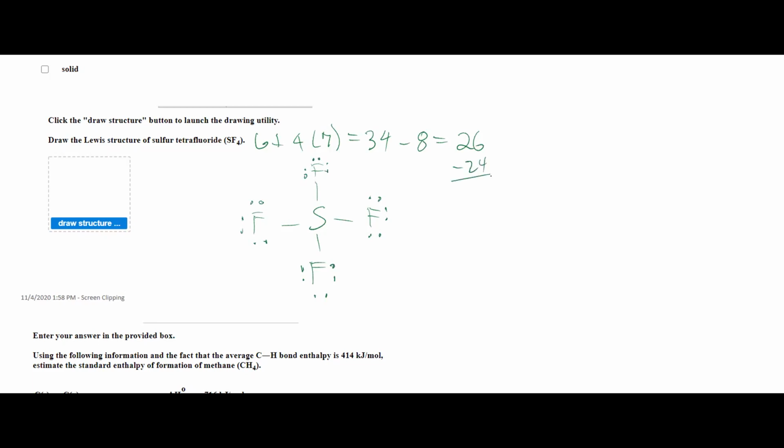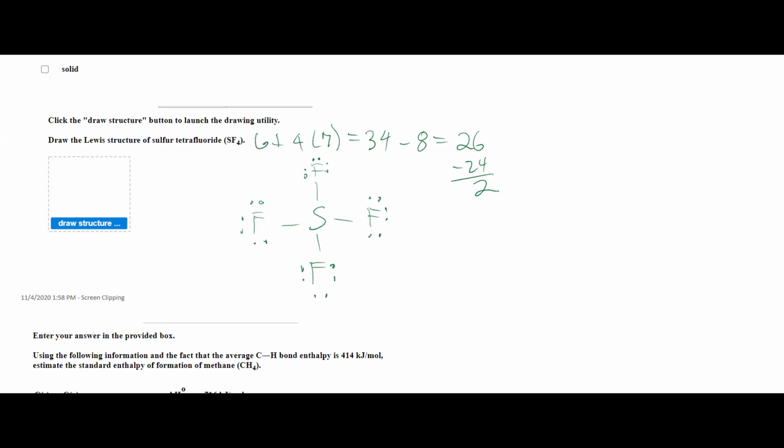So that used up another 24. So we have 2 valence electrons left over. And now we're trying to think about where we would put those. The tricky part is that everyone's got a complete octet, but we still have 2 electrons left over that we have to put in there. So we need to figure out who can hold them.